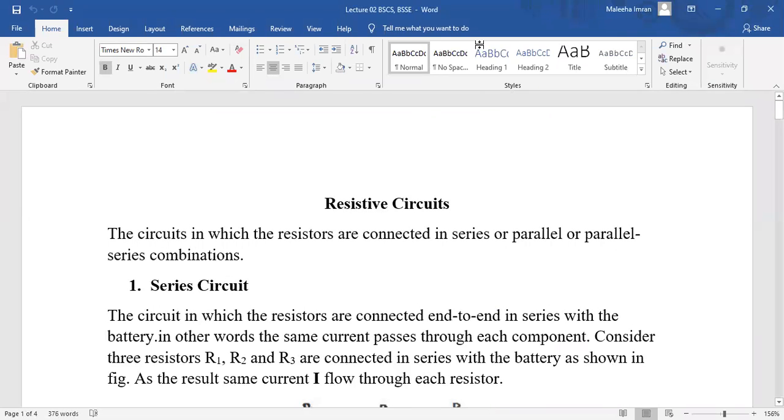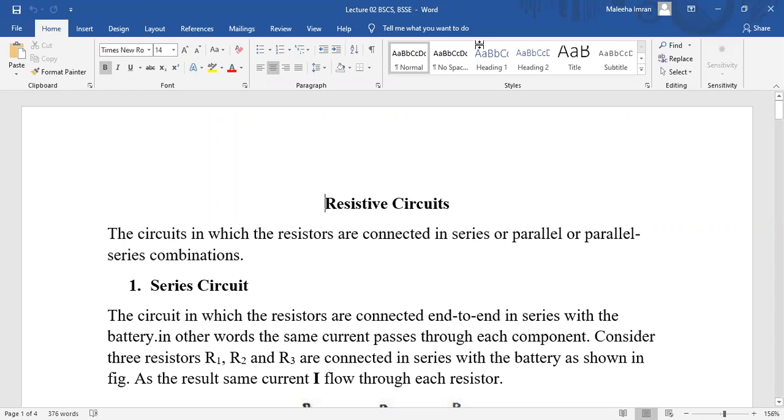The second topic of this course is the resistive circuits. What is meant by the resistive circuits? By resistive circuits mean the circuits in which the resistances are connected either in series or parallel.